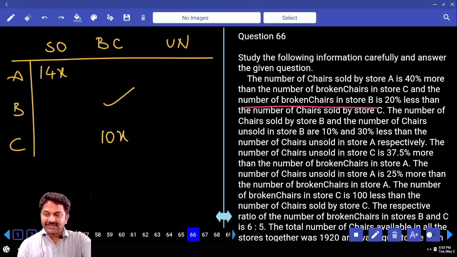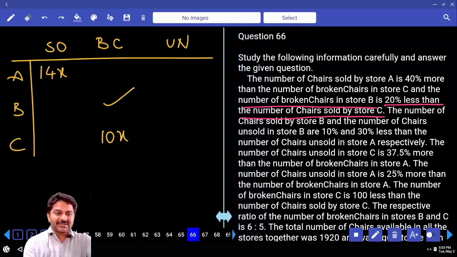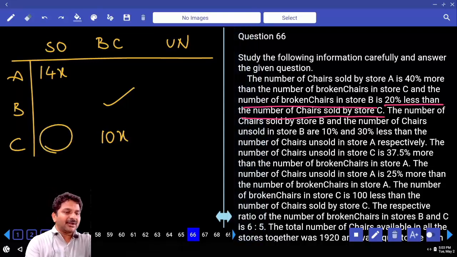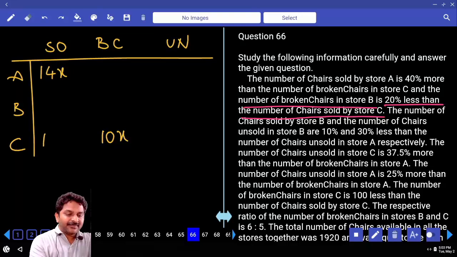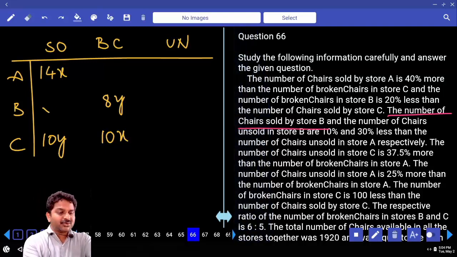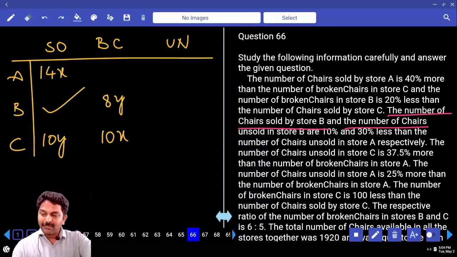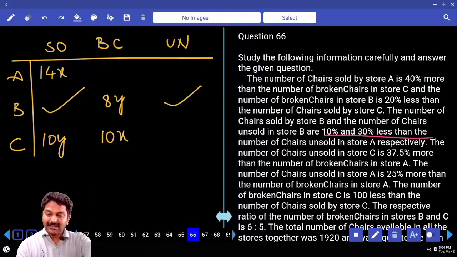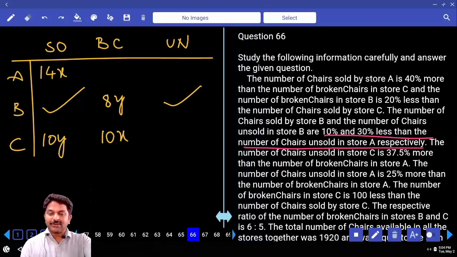And number of broken chairs in store B. Broken chairs in store B is 20% less than number of chairs sold by store C. Store C sold items, if it is 10y, broken chairs in B is 20% less. It becomes 8y. Next, number of chairs sold by store B and number of chairs unsold in store B are 10% and 30% less than number of chairs unsold in store A.